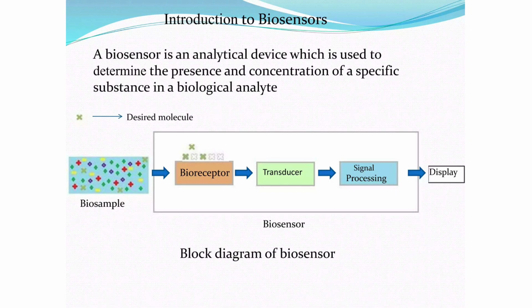This interaction produces a highly specific biochemical reaction, and the transducer immediately captures this biological event and converts it into a measurable physical signal such as electrical energy or voltage. Finally, the signal conditioning circuit will amplify and process this raw data and display it in a clear, quantified readout form.